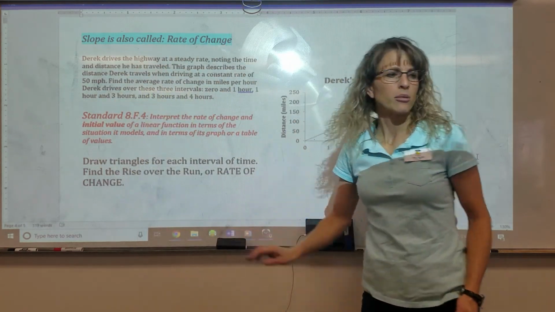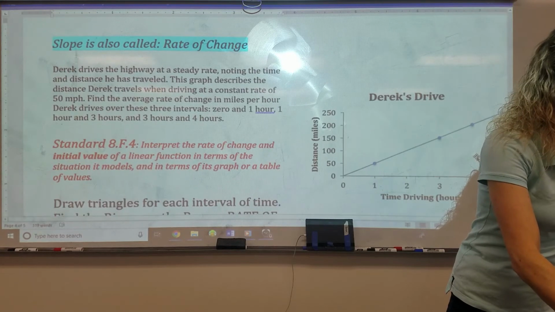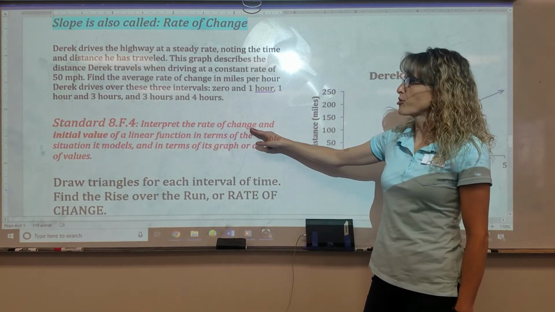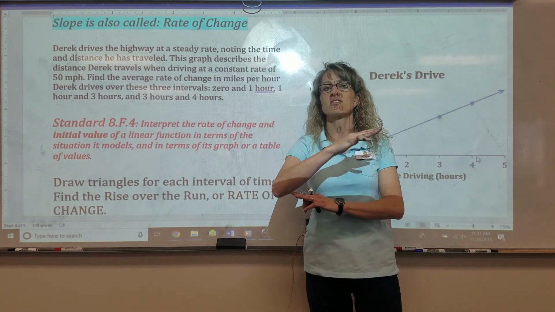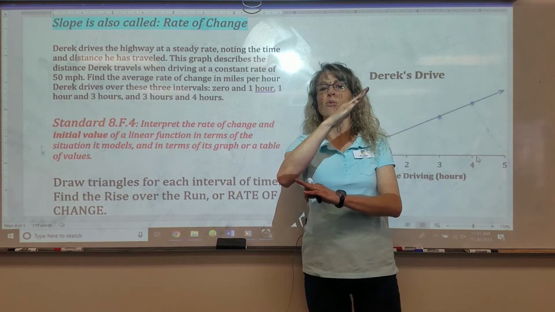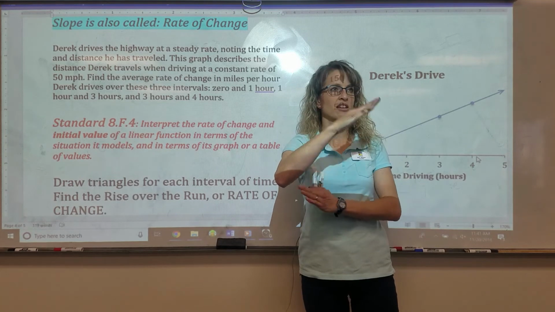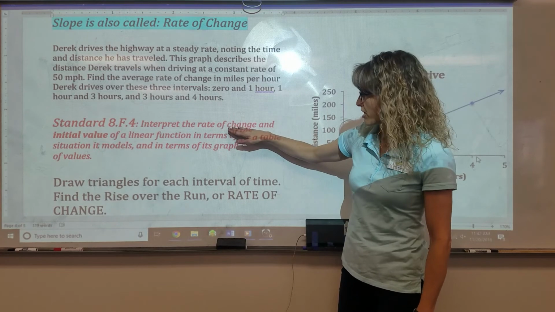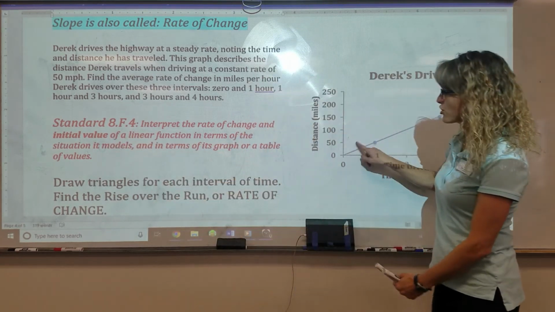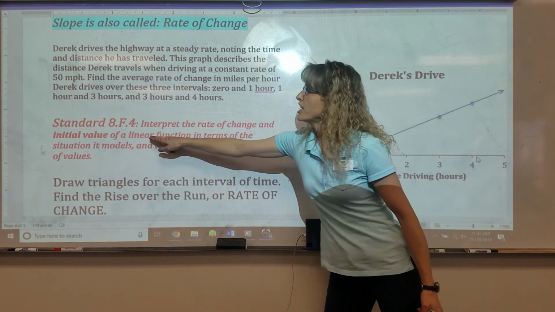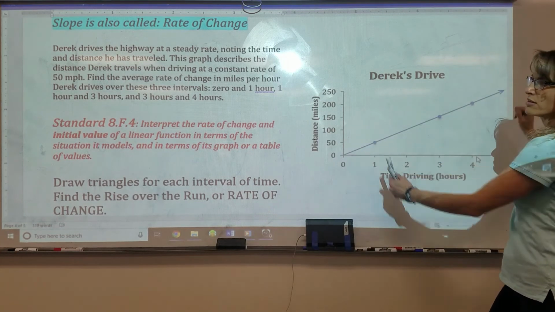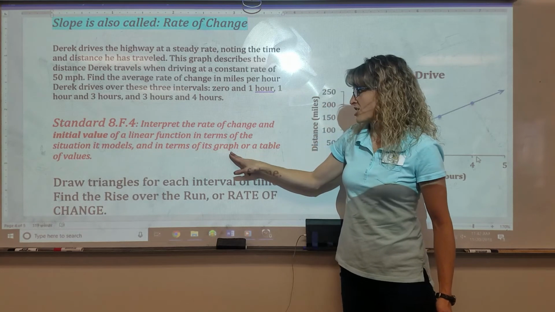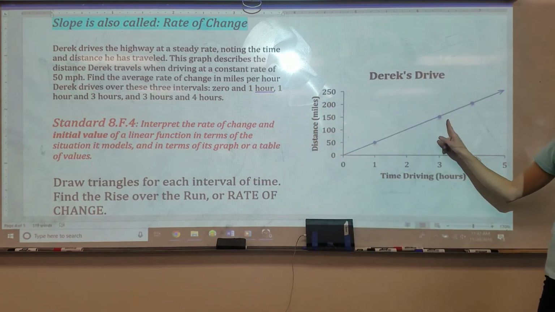I'm going to blow it up a little bit bigger. It's 8.F.4. It says you should be able to interpret the rate of change. Well, guess what rate of change is? It's how steep the y is changing in relation to the x. So rate of change is really the slope. Can you interpret the slope or rate of change and the initial value, initial is where it starts, of a linear function, in terms of the situation, using its graph or a table? We've got a graph.